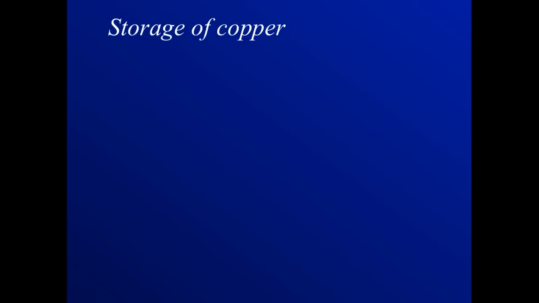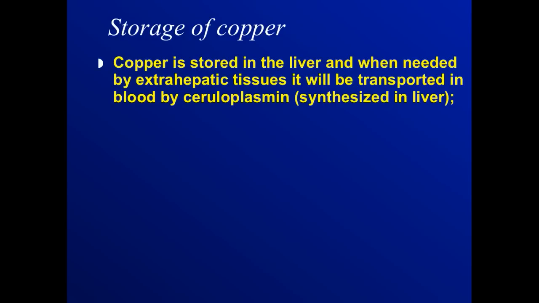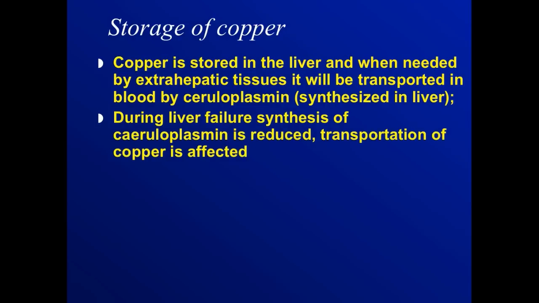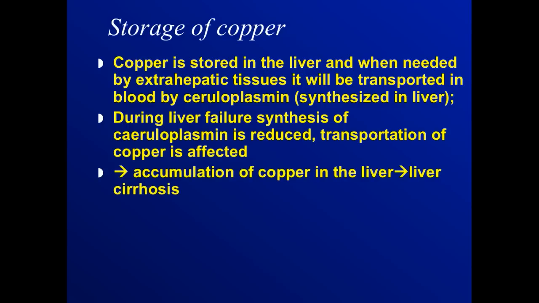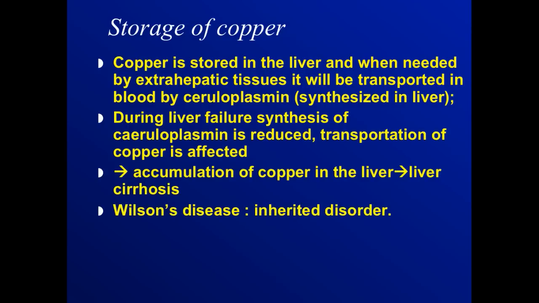Now let's look at storage of copper. As we know, copper is also being stored in the liver, and copper is being transported by a protein called ceruloplasmin. Copper is very important as part of the coenzyme, as you know. Sometimes when there's a liver failure, the synthesis of ceruloplasmin, which transports your copper, is reduced. So as a result, your copper will be deposited somewhere because there is not enough transport for the copper. So where does it get deposited? In your liver, just like iron just now. So it gets deposited in the liver, causing liver cirrhosis. If it is an inherited disorder, it is called Wilson's disease.